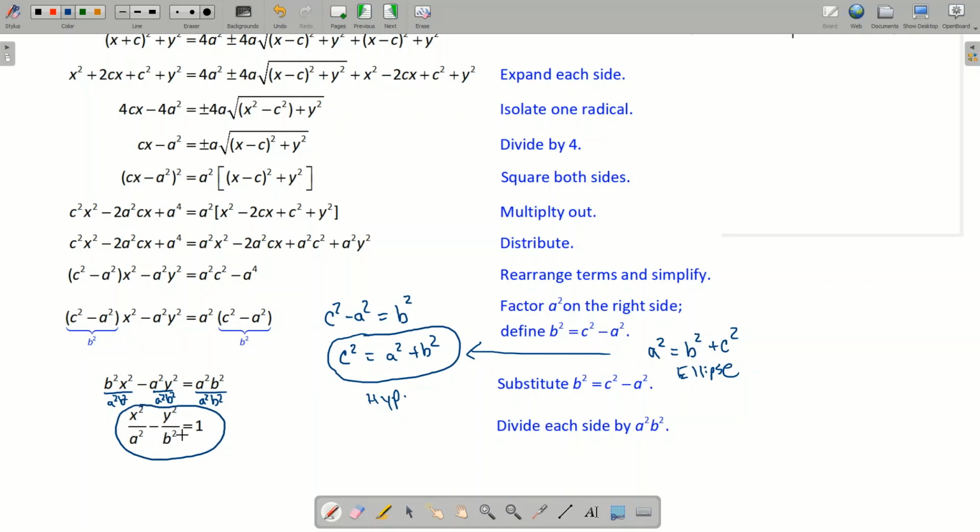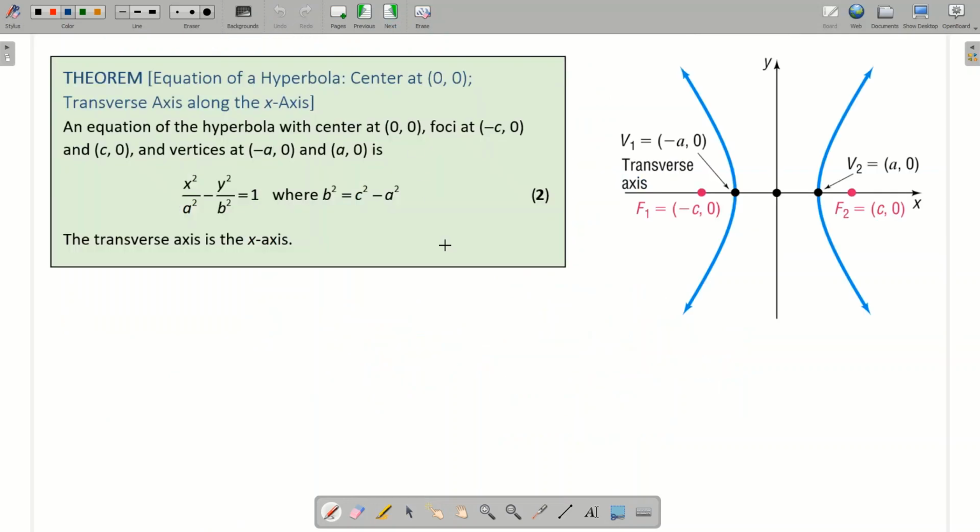And you can see very, very close to an ellipse. The only difference is this is a minus sign here, whereas with an ellipse it was plus. So it's kind of nice that it works out that way. Very similar. But then we get this relationship. So there are two main differences. You have a minus sign here, and then we have b squared equals c squared minus a squared, rather than having a squared equal to b squared plus c squared.